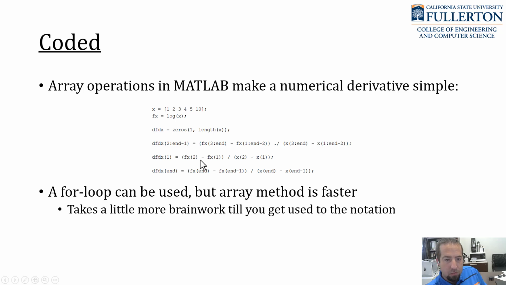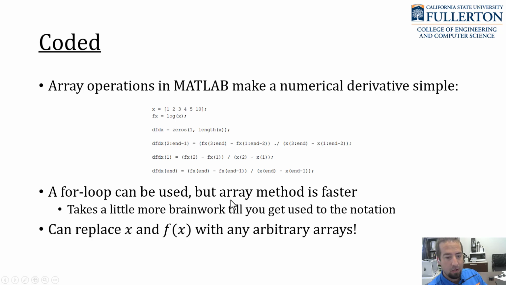If the array notation gets you a little bit mixed up, a for loop can be used. But as you'll learn, if you start working with larger and larger arrays, the array notation is far faster from a computational perspective. And once you get the hang of it, it's not too much more difficult than writing out a for loop, and in many cases is actually far more concise. And again, you could put in any arbitrary x and f of x arrays.